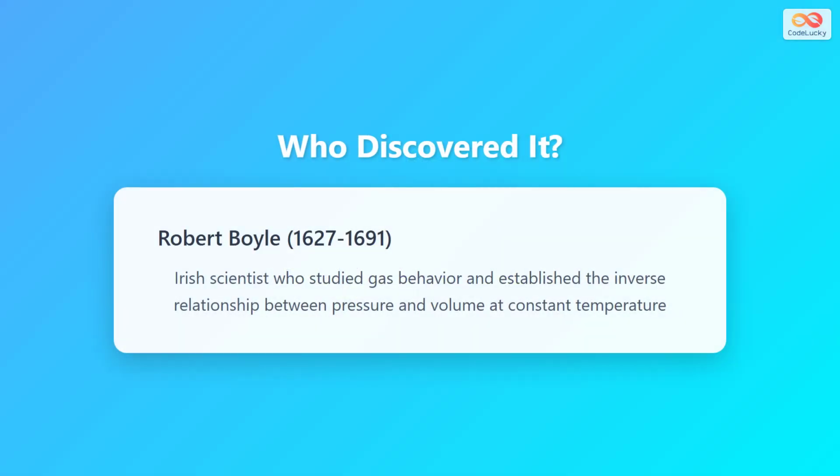Boyle's law is named after Robert Boyle, an Irish scientist who lived from 1627 to 1691. He was a pioneer in the field of chemistry and conducted numerous experiments with gases. Through his careful observations and experiments, Boyle discovered the mathematical relationship between the pressure and volume of gases when temperature is kept constant. His work laid the foundation for our modern understanding of gas behavior.